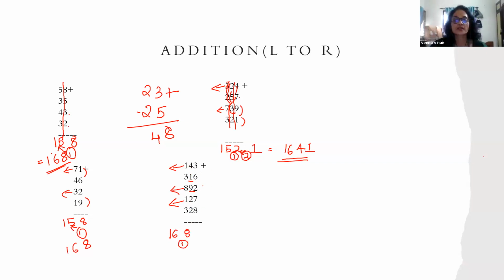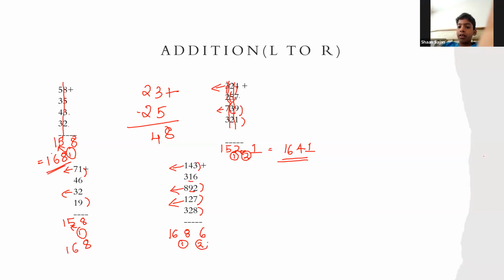Okay, then the next one. Can we find tens here? 7 plus 3 equals 10. 9 plus 3... 10 plus 3 is a 10 and 8 plus 2 is a 10. 10 plus 10 plus 6 is 26. Yes? 26.